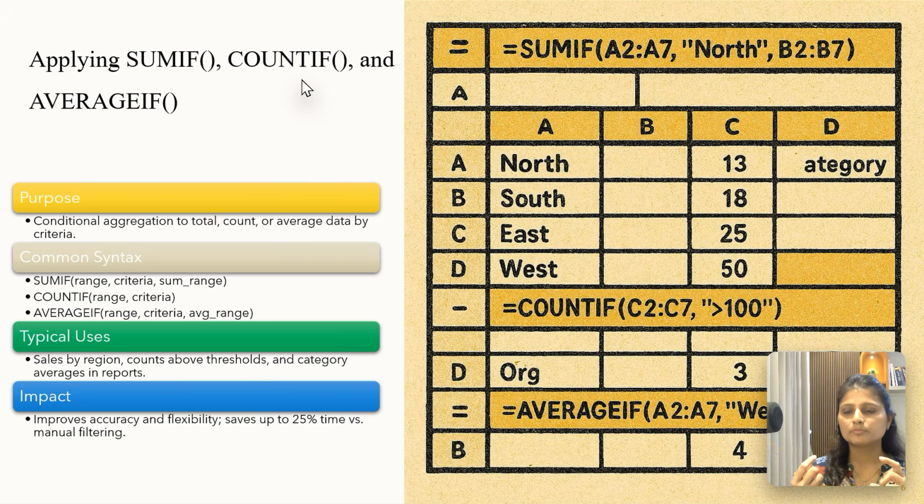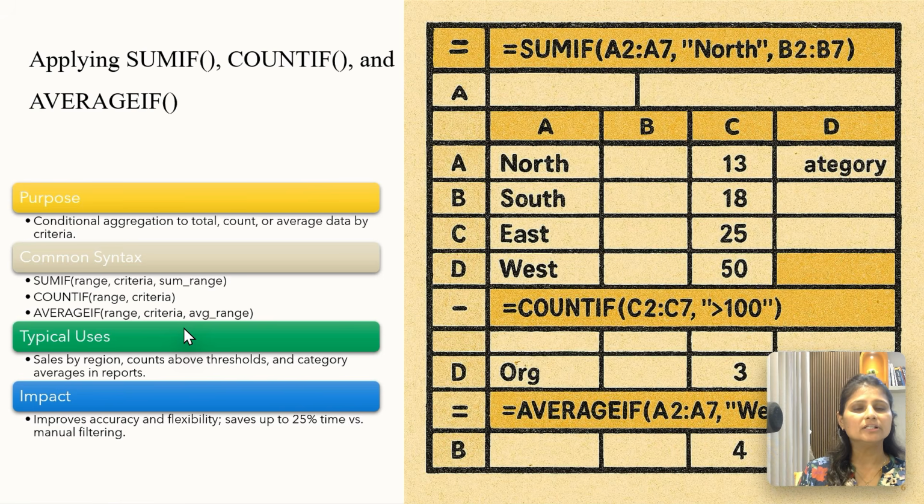So I can give criteria and then I can add with respect to that criteria, count with respect to that criteria, and find out the average with respect to the criteria. The common syntax are SUMIF, pass your range, pass the criteria, and pass the column you want to add. If I go for COUNTIF, it just needs two arguments, the range and then the criteria. If I go for AVERAGEIF, it needs three arguments, the range, the criteria, and then the average range.